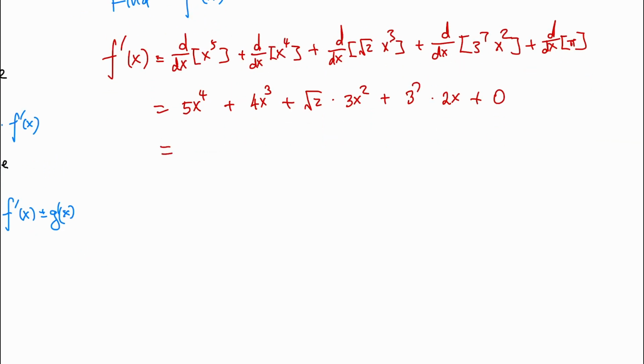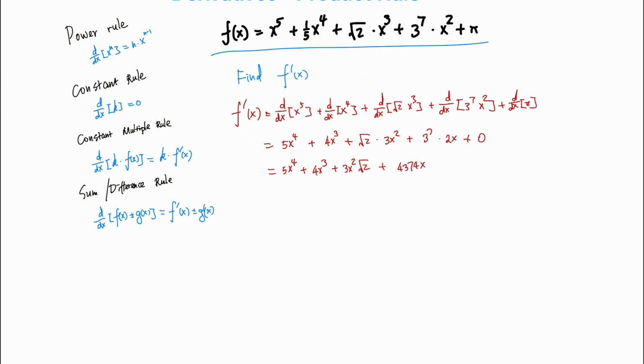Now let's simplify even more. So that's 5x fourth plus 4x cubed plus 3x squared root 2 plus 3 to the 7th times 2x. I mean, you can leave it like this, but if you don't like to leave it like this, you can do some sort of calculation to calculate it out. So I will just calculate it out. That's 4374x, and plus 0 is just 0. So we're done with our problem.